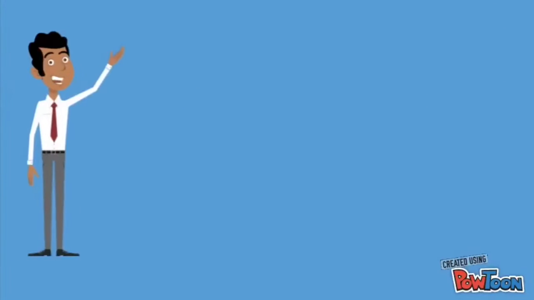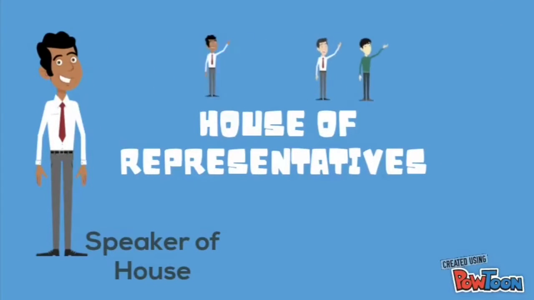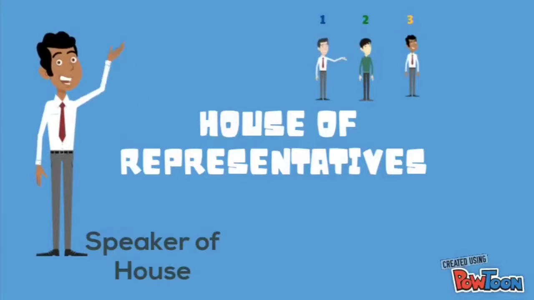The presiding officer of House is the Speaker of House. The Speaker is not only the presiding officer, he or she has the power to decide which legislation is considered, and he is also the third in line to presidency if the president and vice president are unable.